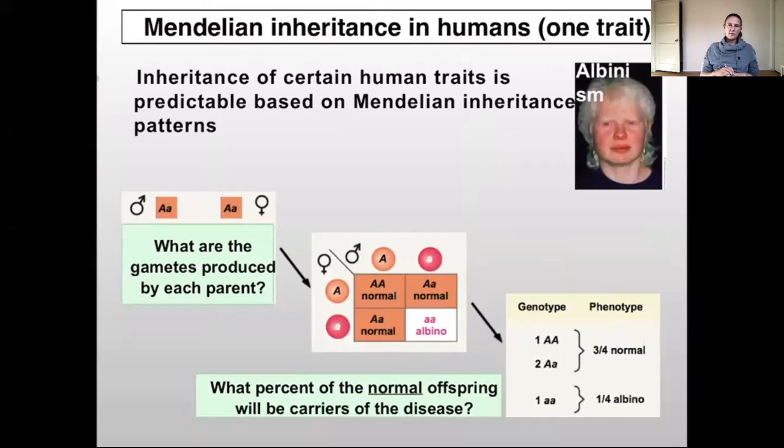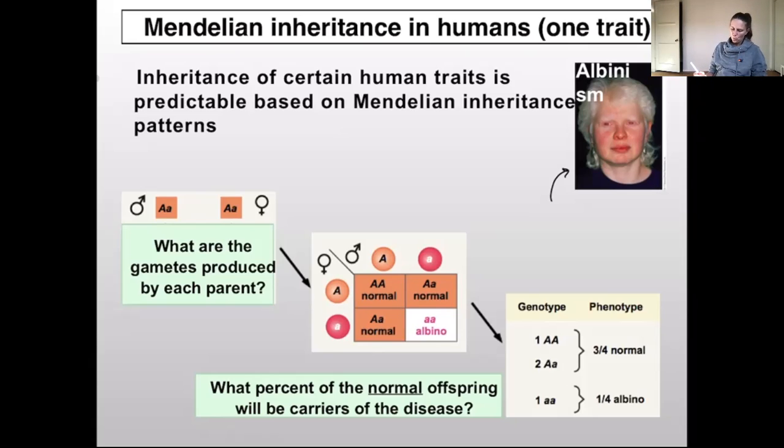Okay, so I just want to give a few examples of human traits where we have Mendelian or complete dominance. An example of that is albinism. Here is a woman with albinism that has very little pigmentation, right? White hair, usually red eyes because of a lack of pigmentation. So inheritance in certain human traits is completely predictable by Mendelian inheritance patterns, exactly like Mendel thought or described.